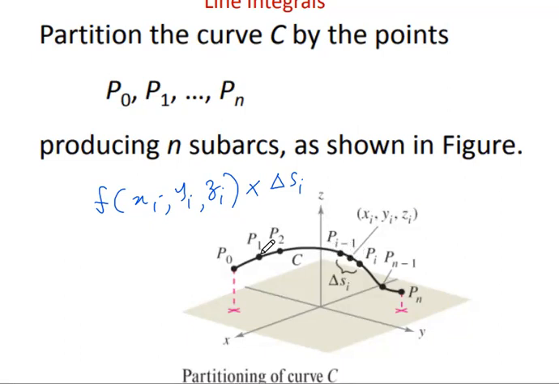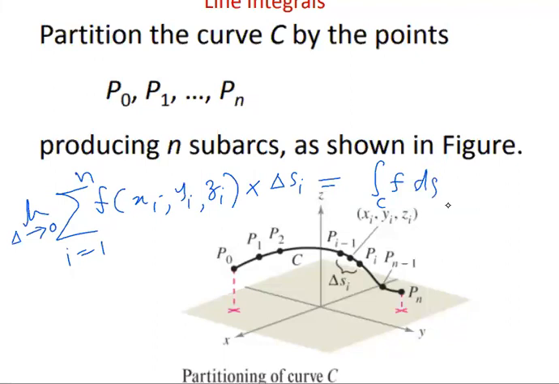If you want the mass of this entire wire, you have to sum. Here we split the entire wire into n pieces, and i goes from 1 to n. So this is the mass of the entire wire. Since each sub arc is infinitesimal, you can take the limit as delta s goes to zero. Then this is the same as the integral over C of f ds.